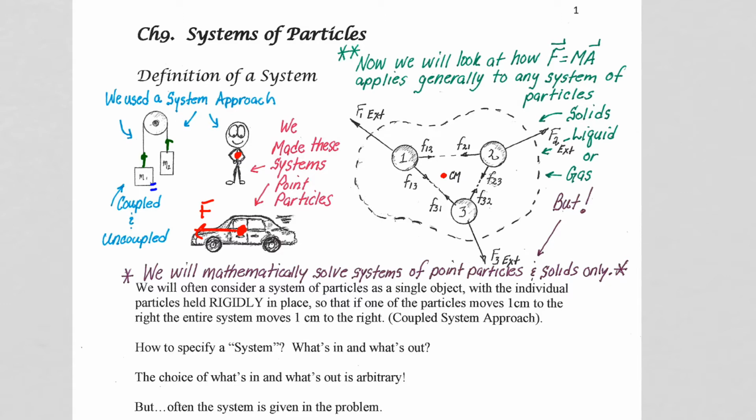But generally, Chapter 9 is now going to give us a generalized approach to using F equals ma for any system of particles, whether it's a solid, a liquid, or a gas. Now we're not going to look at liquids or gases in this course, but please make sure you have in here the notations that I have, so you know that we will definitely continue to look at point particle systems and solids.